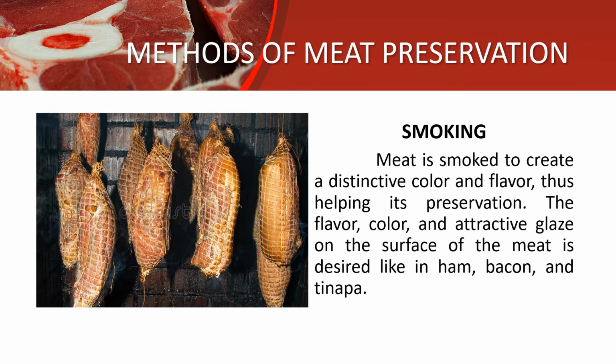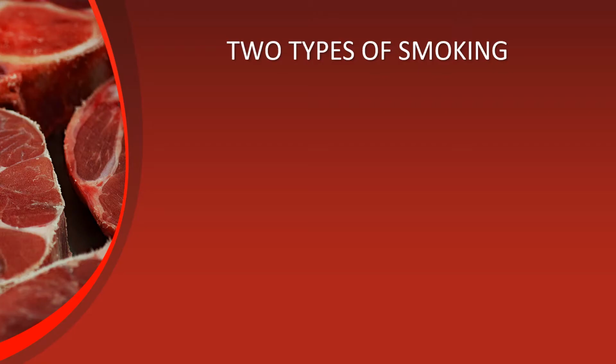Smoking is also another method of meat preservation. In this method, meat is smoked to create a distinctive color and flavor, thus helping its preservation. The flavor, color, and attractive glaze on the surface of the meat is desired like in ham, bacon, and tinapa. There are 2 types of smoking, and these are cold smoking and hot smoking.